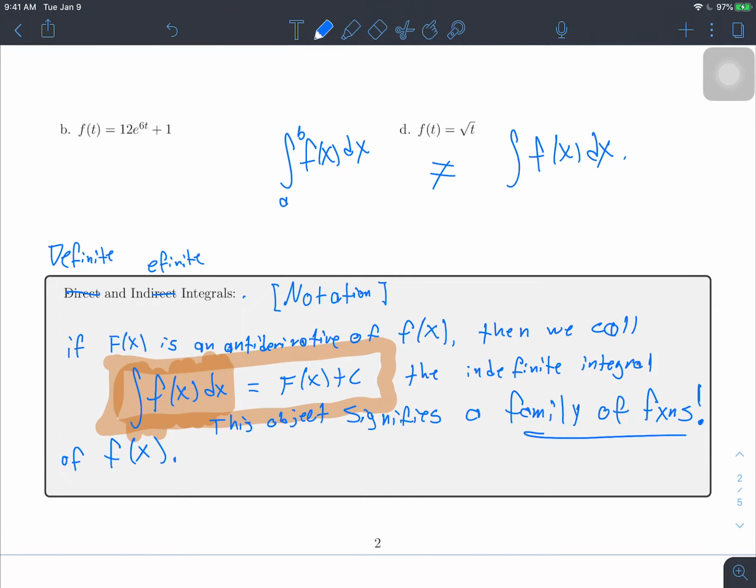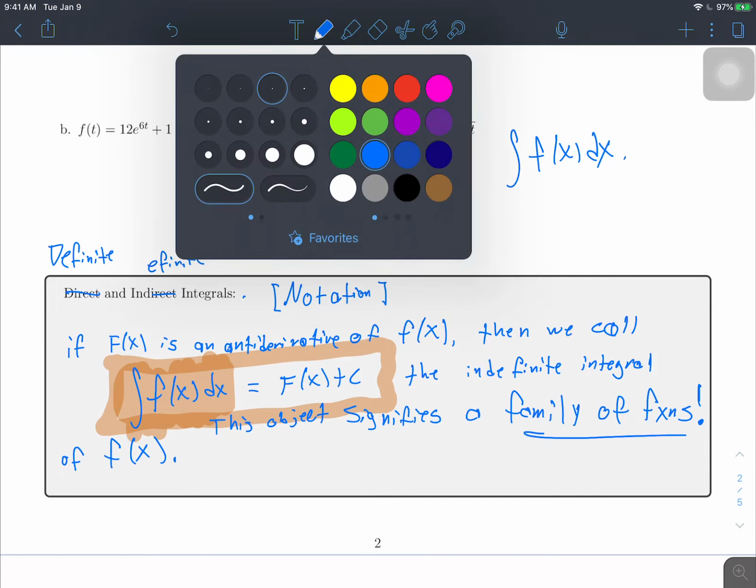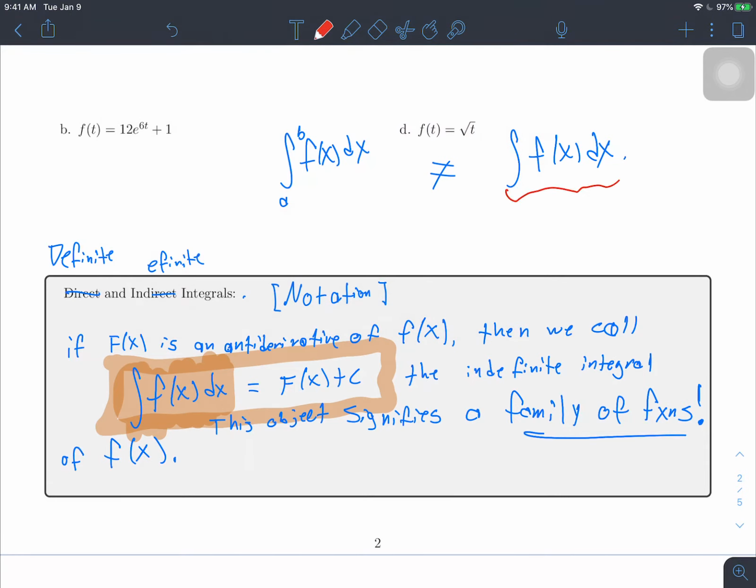Okay, when I write this thing on the right-hand side, I'm talking about a set of functions. So a bucket where I'm holding every single function that could possibly have its derivative equal to little f of x. Set of functions, that's what's going on here. On the left-hand side, I'm talking about a number. Okay, so these things are very different.